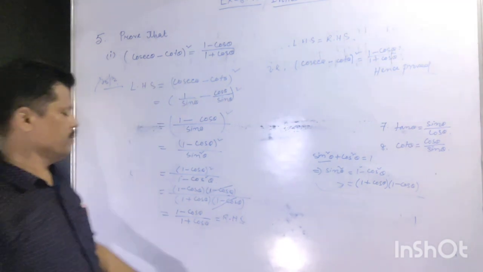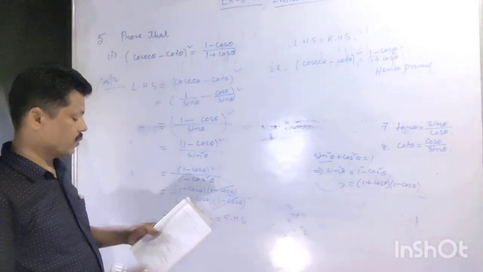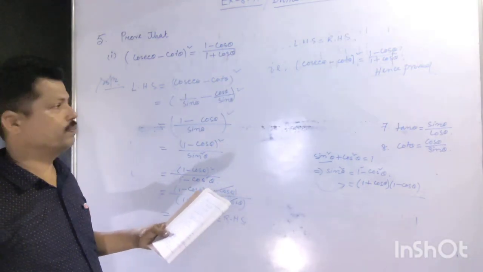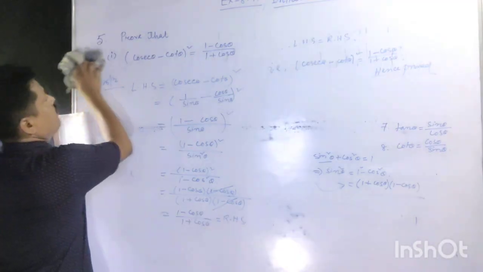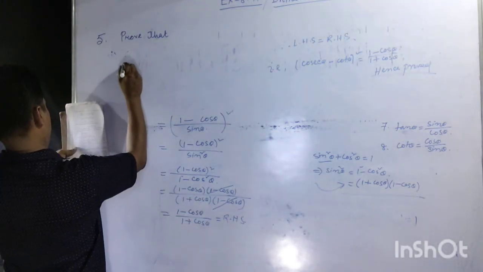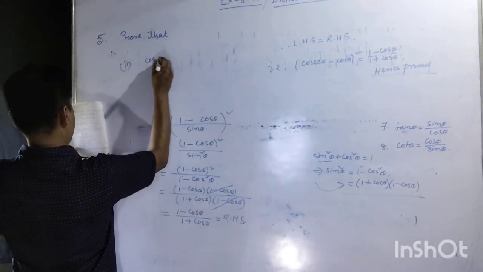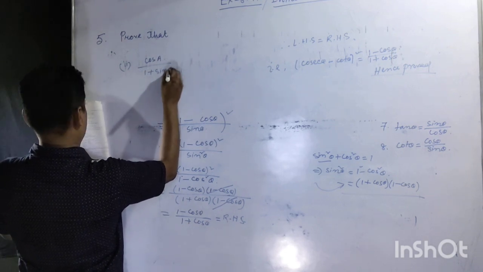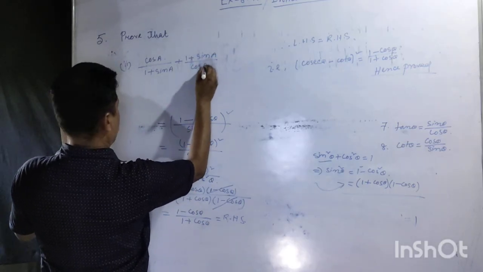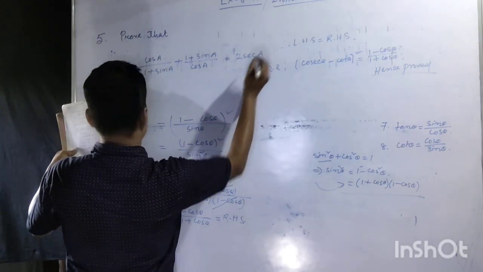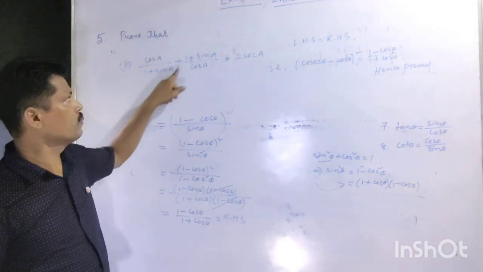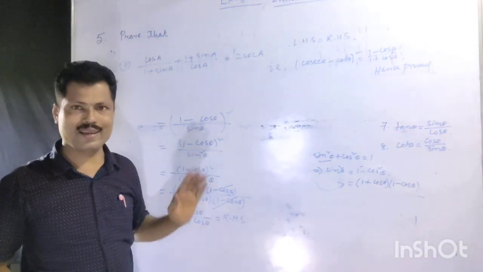Next question. Number 2, prove that cos A by (1 plus sin A) plus (1 plus sin A) by cos A is equal to 2 sec A. We have to prove this.